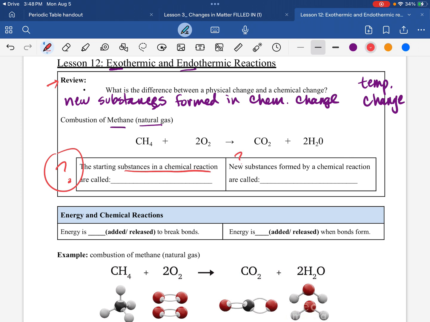What are the starting substances in a chemical reaction called? This is review from a previous lesson. You could look back in lesson 11a. And what are the new substances? Okay, coming back, if you wrote reactants and products, you were correct.